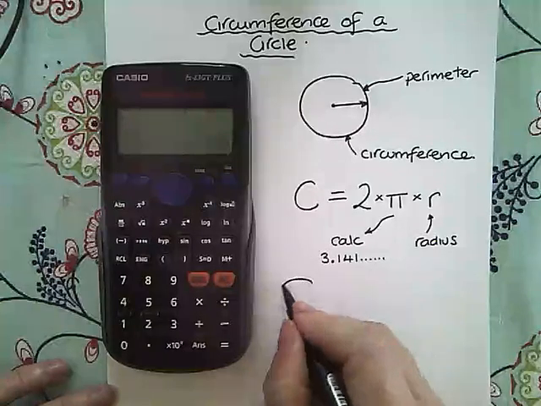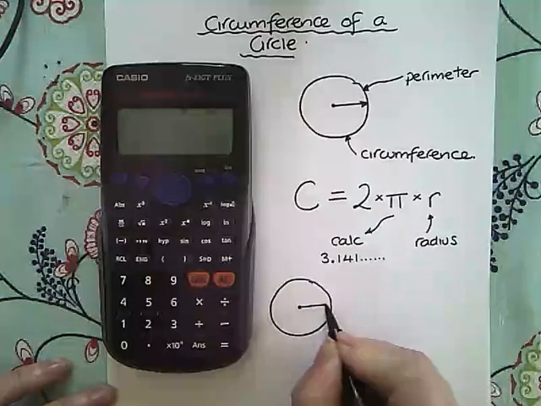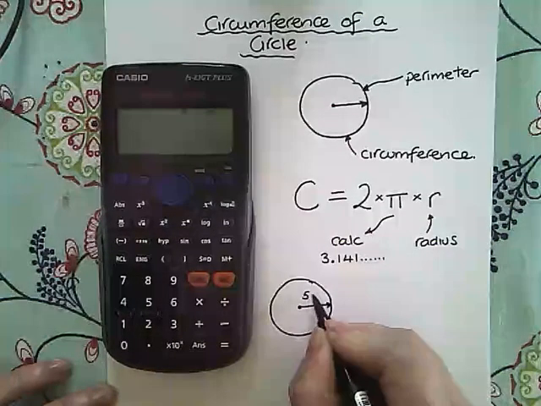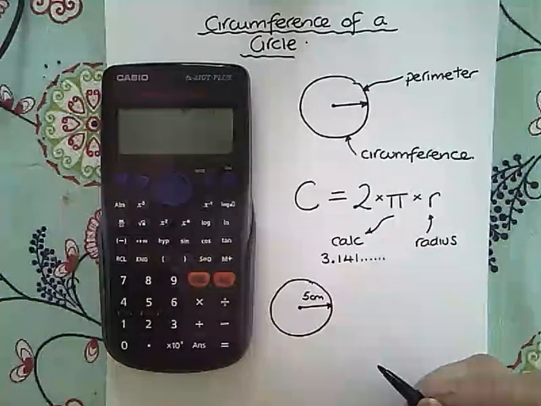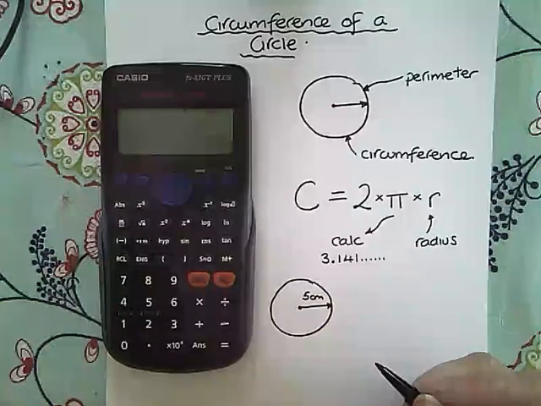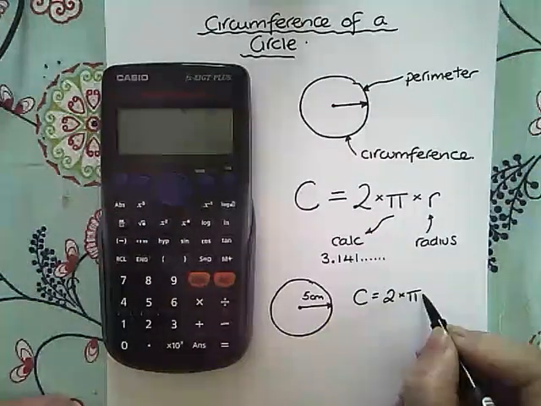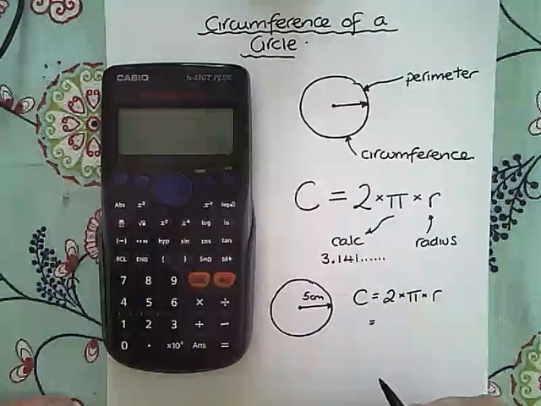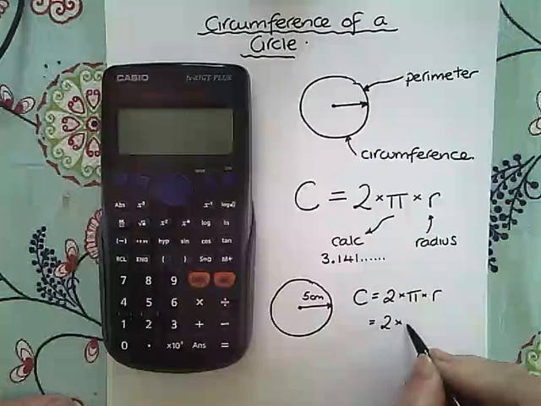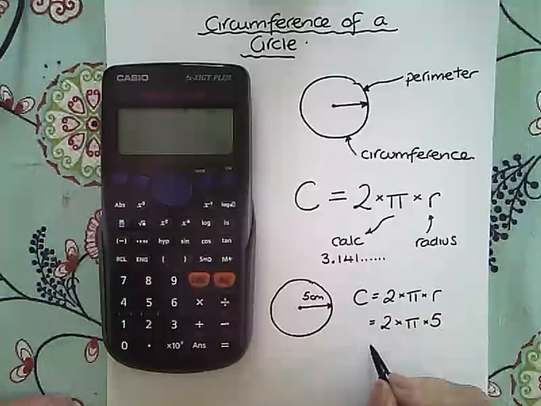So let's do an example where we have got a circle with a centre and a radius of 5 centimetres. When we're doing these questions, what we need to do is make sure that we are writing down the whole formula so it gets lodged in our brains. So C equals 2 times pi times r. We substitute the numbers we have got in here. So 2 times pi, we're going to get that from our calculator, times 5, which is the radius.